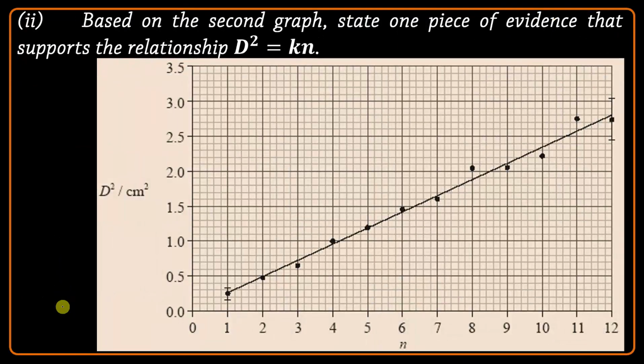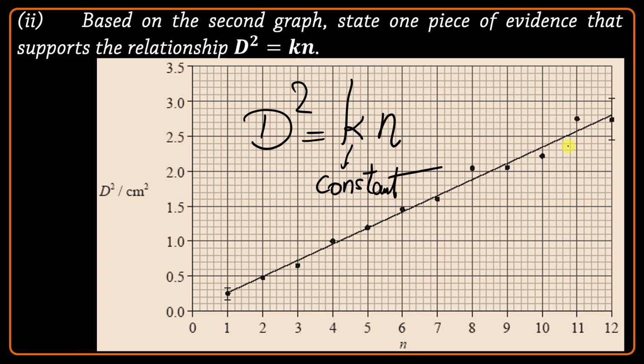Double I. Based on the second graph, this is the second graph here, state one piece of evidence that supports the relationship d squared is equal to kn. You know that when I write d squared is equal to kn, and if k is a kind of constant, it seems that I have supposed that d squared is proportional to n. If this is proportional, it must be a line, and also that line will pass through the origin. Seems that it's true here.